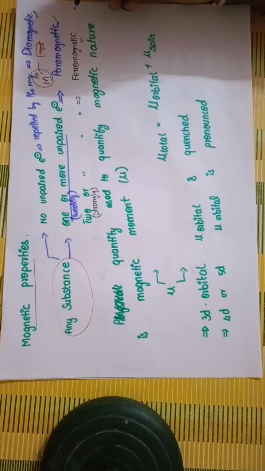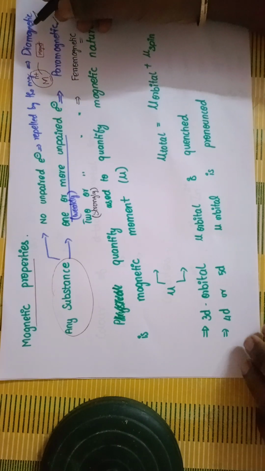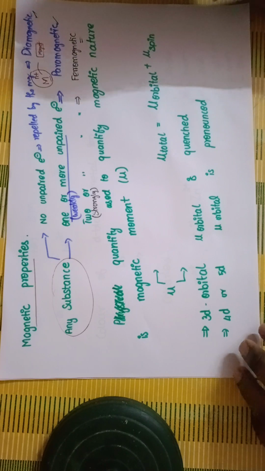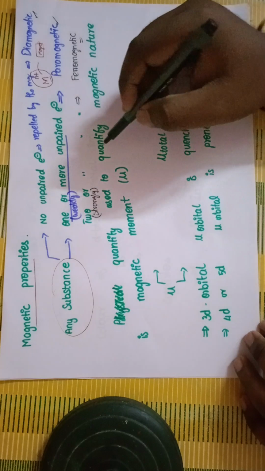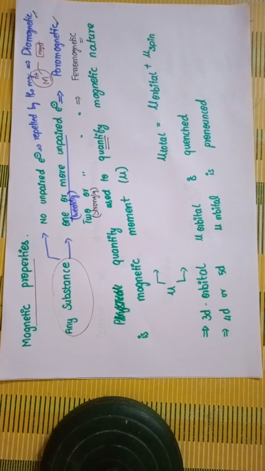These are all temperature-based magnetic properties. On decrease in temperature, on increase in temperature, it will vary. But there are n number of types. We are going to focus only on these two, dia and para. And the quantity used to quantify, to measure the magnetic nature of substances, is magnetic moment, represented by the symbol mu.